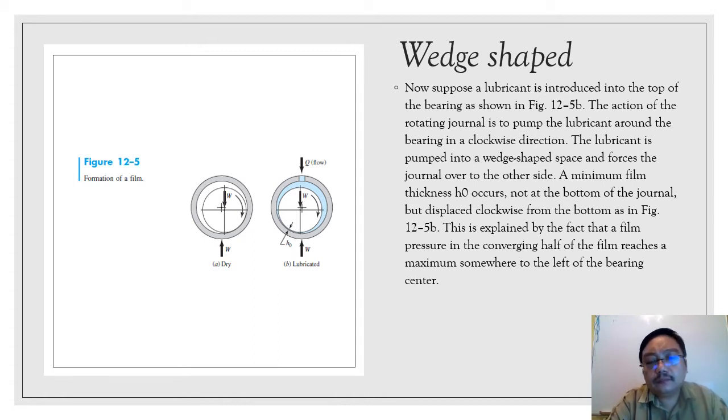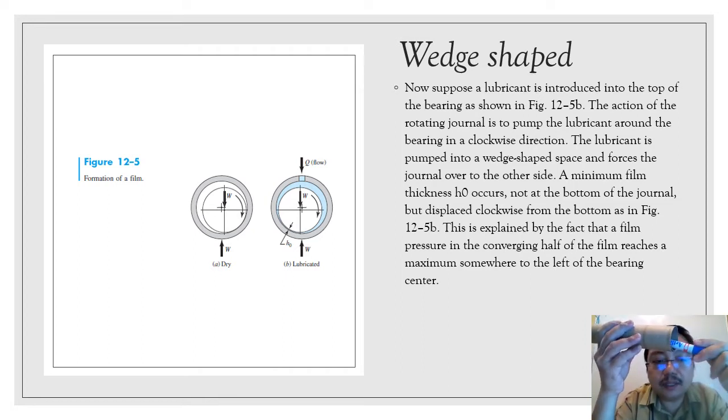Okay, this is the wedge shape. Okay, this is the wedge. Now suppose the lubricant is reduced and the top of the bearing is shown in the figure. The action of the rotating journal is to pump the lubricant around the bearing in a clockwise direction. So what is the meaning of wedge shape?